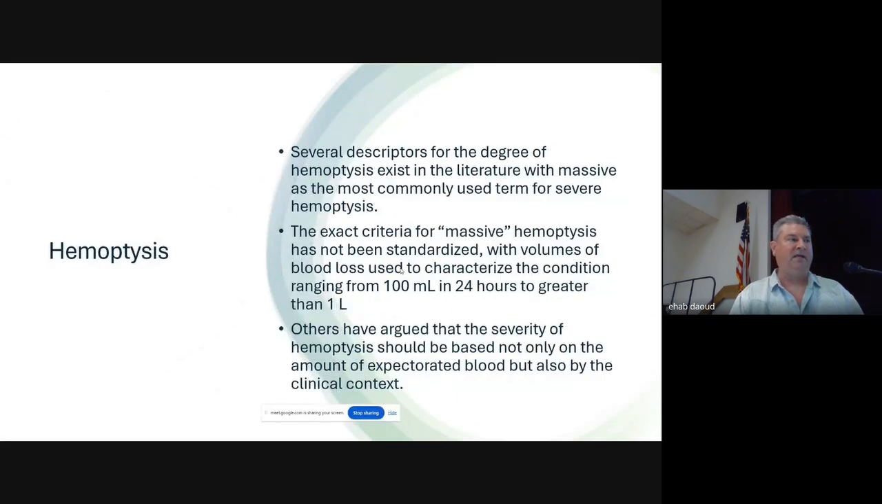So how to define it? People try to say what is massive, what is non-massive. They'll say a liter is massive or 250 mil is massive. But really what I believe is, is it clinically significant? Can the patient keep up with it? Is their gas exchange being affected? Is their work of breathing being affected? If it is, I would call that serious hemoptysis that has to be addressed.